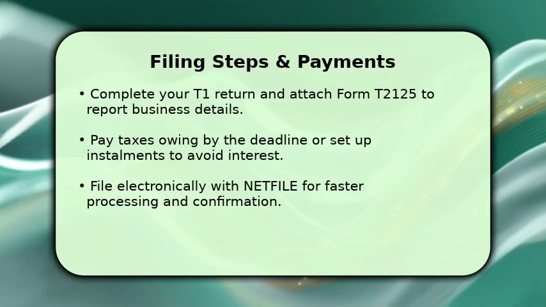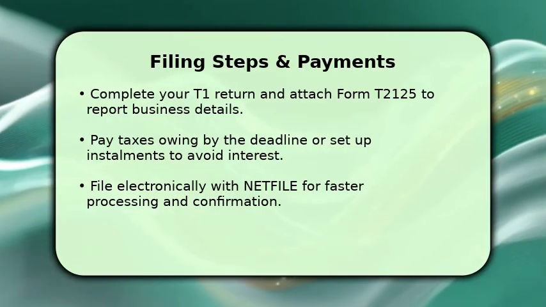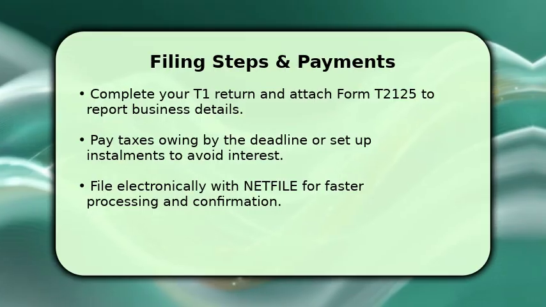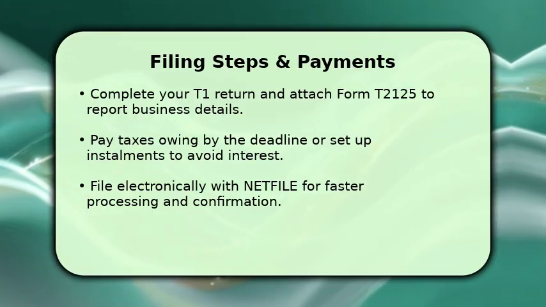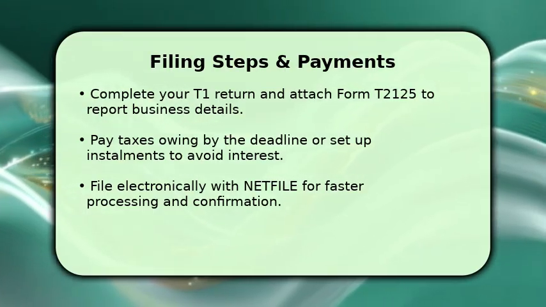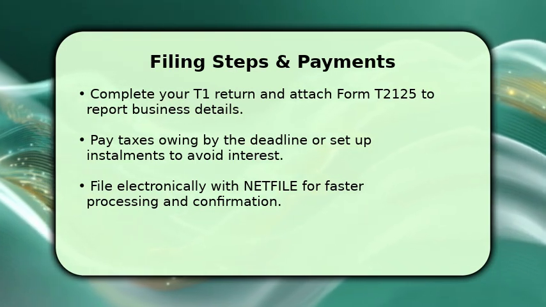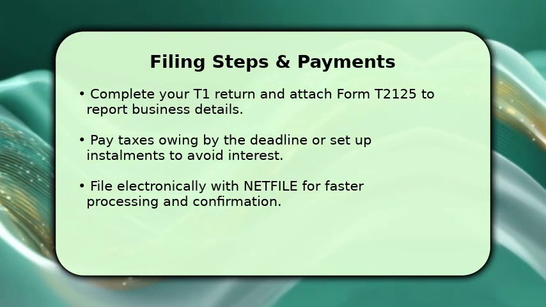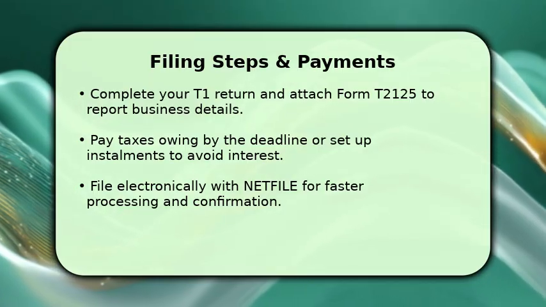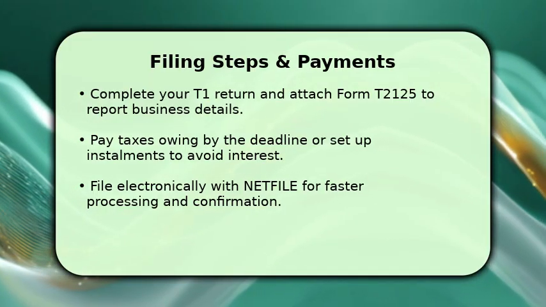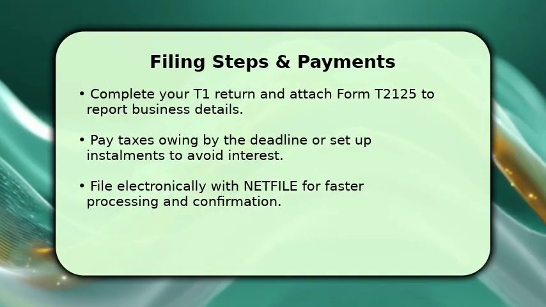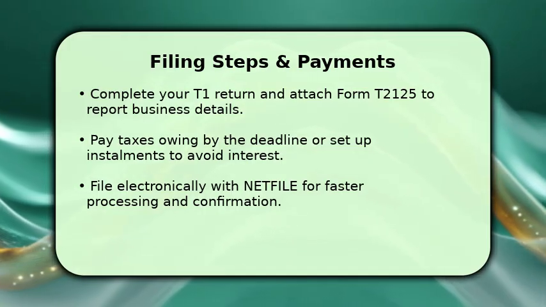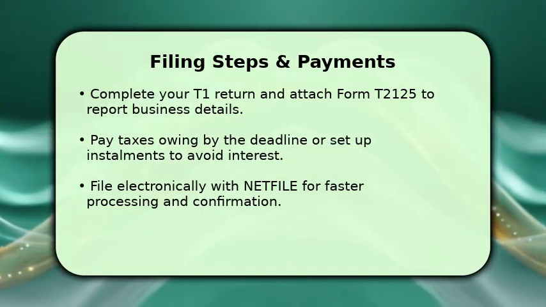Begin by completing your T1 personal tax return and include Form T2125 for business income and expenses. Calculate net business income, apply personal deductions, and determine tax owing including CPP contributions as a self-employed person. If you expect owing over a certain amount next year, consider quarterly installments. File electronically using NetFile for faster processing, and retain all supporting documents for at least 6 years, in case CRA requests them.